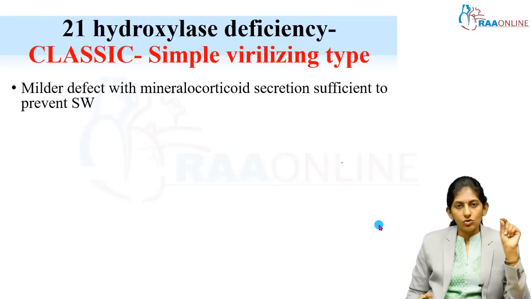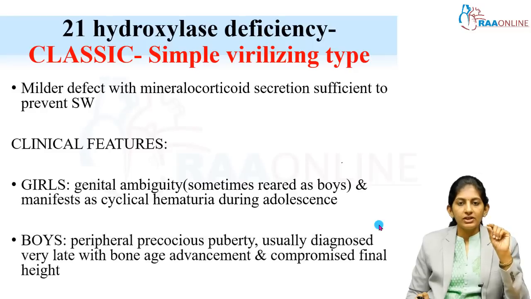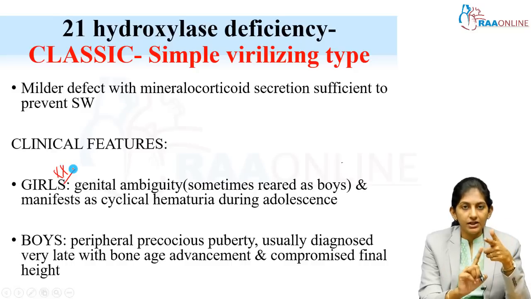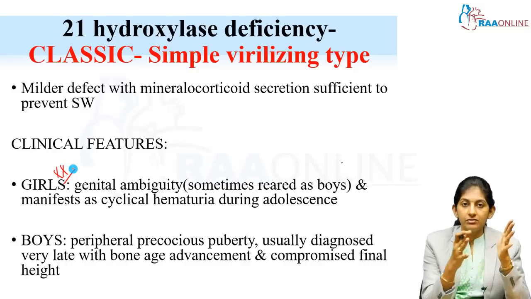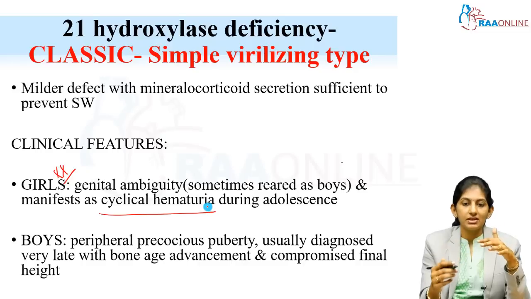If it is a salt wasting crisis, you are going to manage differently. If it is a simple virilizing type, sometimes the mineralocorticoid secretion is at a very low level, but it is there. So salt wasting is not going to happen, but they will present with the virilizing type alone. If they present with the virilizing type alone, it is going to affect which gender? It is going to affect the females, isn't it? So basically they are genotypic girls, they are XX, but because of the ambiguity in the genitalia, if the child has not been diagnosed rightly, they will sometimes be reared as boys, and what they present with is recurrent hematuria, which is nothing but the onset of menses during their adolescence.